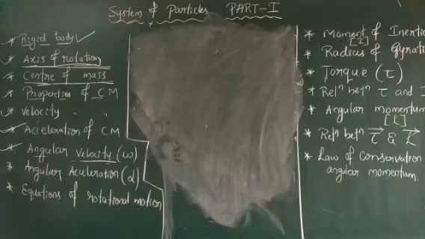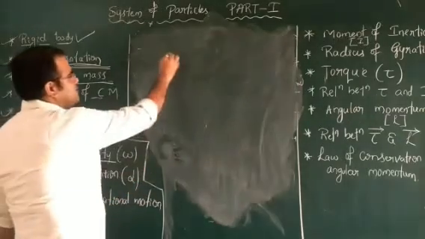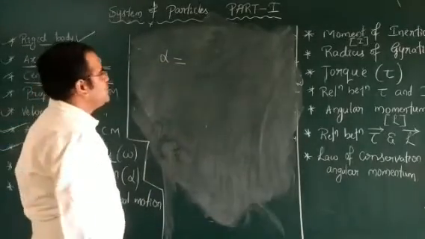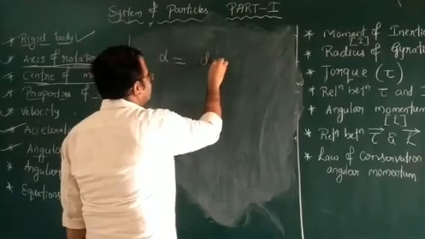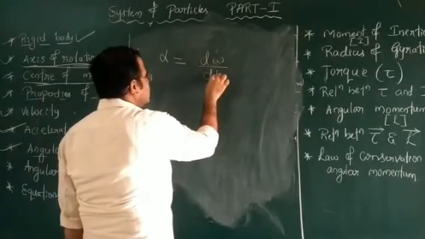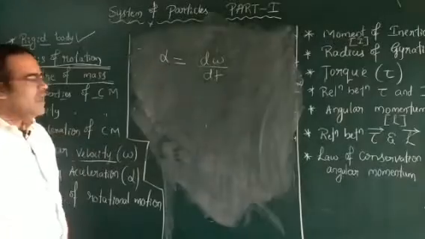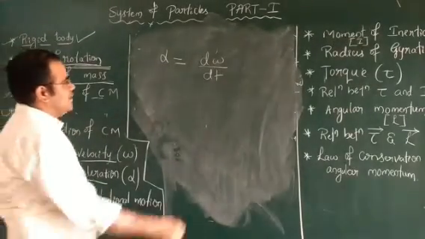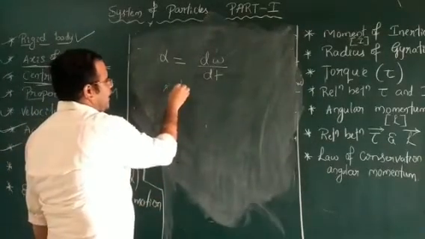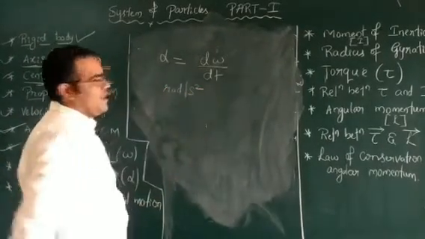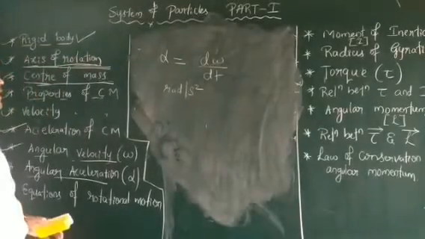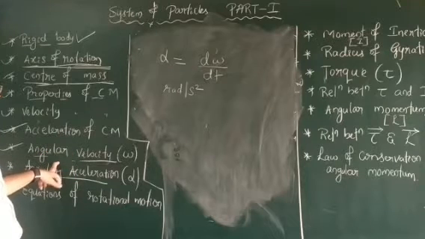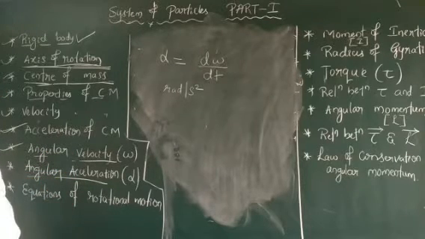Next, what about the angular acceleration? Angular acceleration is defined as the rate of change of angular velocity. That is what we consider as angular acceleration. Now the SI unit is radian per second square. So these are the quantities corresponding to angular velocity, and one more, angular acceleration.